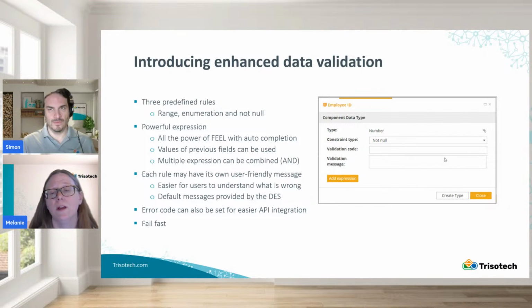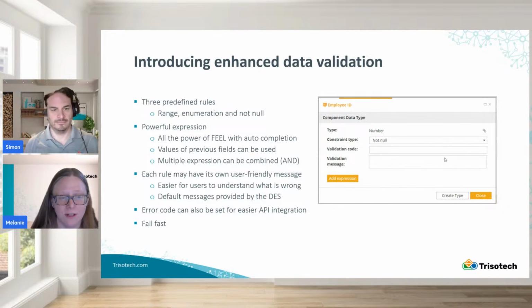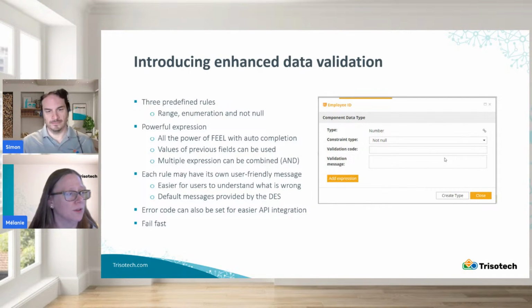You can even have more than one expression. You can have a range plus 1, 2, or 3 expressions if you need to. They are combined with an AND, meaning that each of them must be met for the entry to be valid. The advantage of breaking that into many smaller rules or smaller expressions is that each of them may have its own validation message. So this is where you can really guide the user to tell him, okay, you did that wrong, so the end user can fix properly the data and submit the form again.